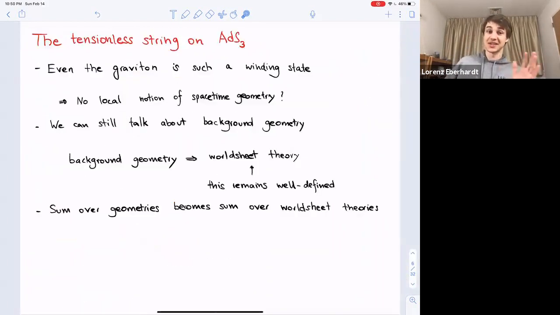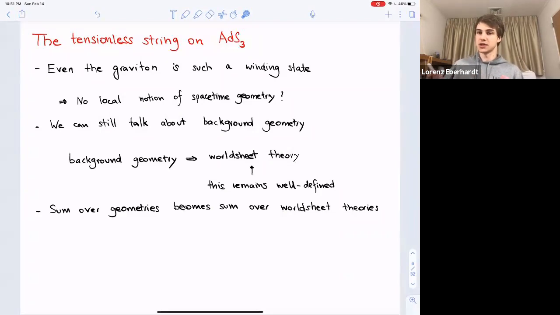And the very important comment here is that even the graviton is such a winding state. So there's no local graviton vertex operator. With this, you could immediately conclude that there's no local notion of space-time geometry, and let's better not talk at all about summing over geometries. But I would argue that we can still talk about background geometry in the following sense. Usually when we have some background geometry, we can always define some worldsheet theory. Let's say we have some target space, a K3 sigma model times something, and you get some worldsheet theory out of it.